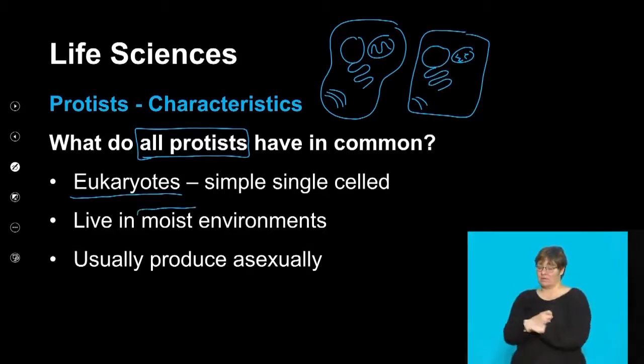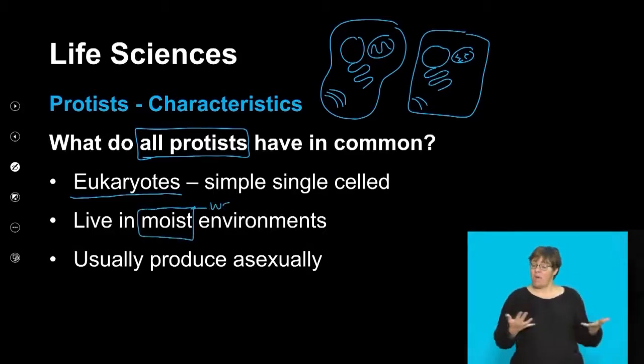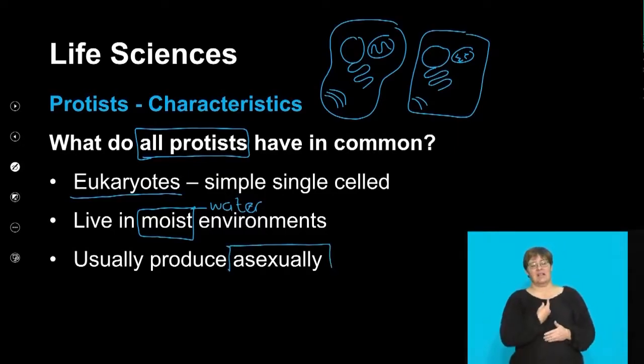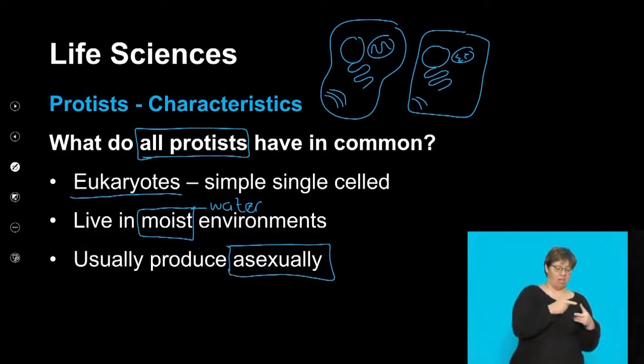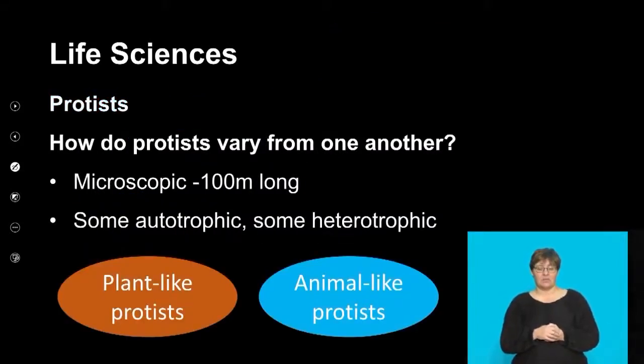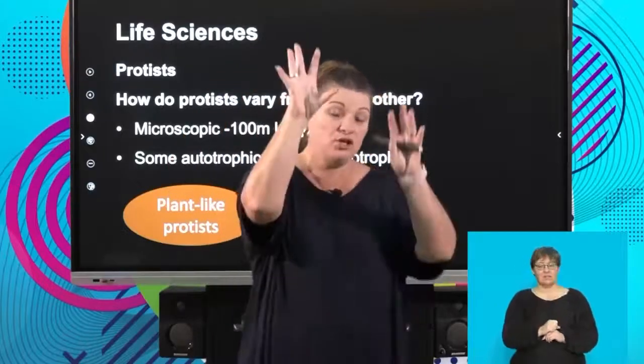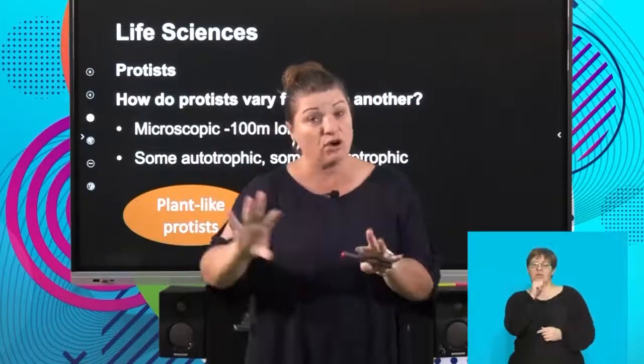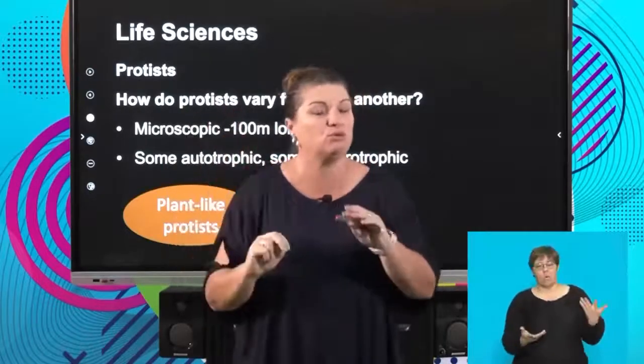Very important, guys, they live in water. They must live somewhere moist. They are not adapted to live on land and usually reproduce asexually. What does that mean? They do not need a male or a female. They usually reproduce by a process called mitosis or cloning, and they make an identical copy of each other. Now, as I said to you, when it comes to protists, those things are common to all protists, regardless of whether you are animal-like or plant-like.